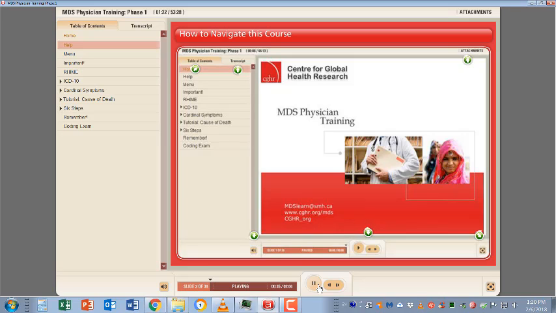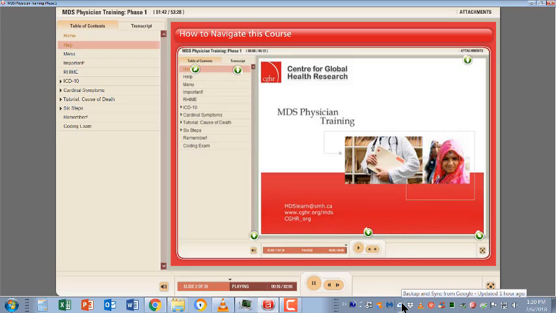On the far right top corner of the screen is a tab for Attachments. This provides a list of all the external attachments that are required reading. Note that you may need to download Adobe Acrobat to view these files.